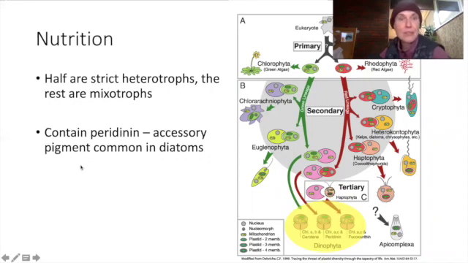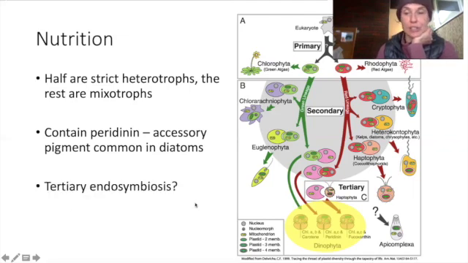So basically half of them are strict heterotrophs and they never photosynthesize themselves. The rest are mixotrophs, which means they can go between heterotrophy and phototrophy. One of the interesting things about them is they contain peridinin, a pigment that's only found in diatoms, which is one of the first clues as to how they became tertiary endosymbionts. They usurped a diatom. Now, some of them actually have living diatoms in them still. There are historical examples where they stole the plastids from diatoms, but then there are examples that still have diatoms as living organisms inside their bodies.